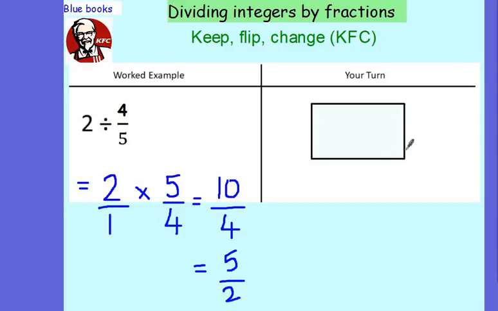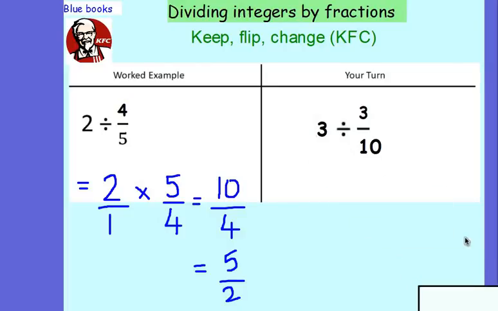Over to you, Year 7. In your dark blue book, have a go at this example for me. Pause the video and work that out now.